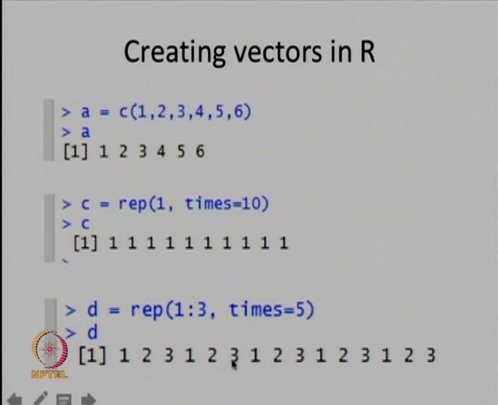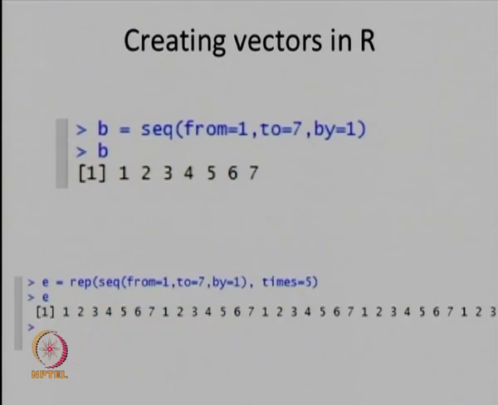You can repeat a sequence. So, let us say you have 1 2 3, and 1 colon 3 would mean 1 2 3, and this has to be repeated 5 times, and you can accordingly get this particular vector. You can also create a sequence. So, this is another example of a sequence where you go from 1 to 7 in steps of 1, and you will get this particular thing.